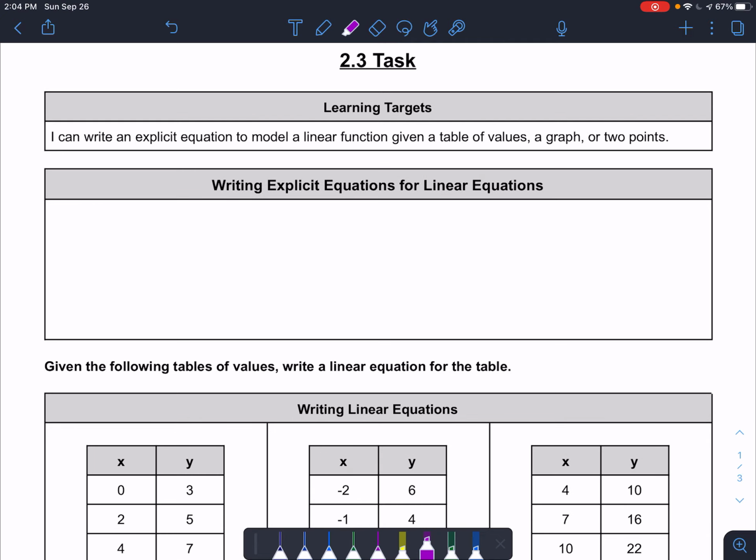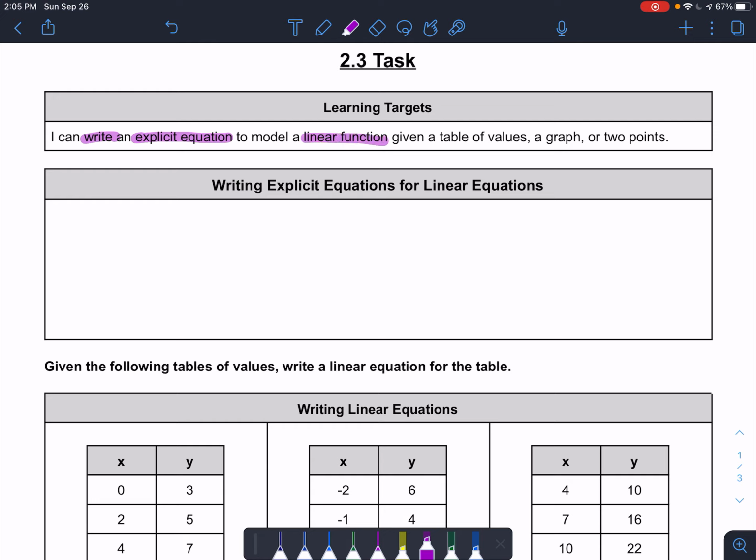Here we are going to work through a little bit of the 2.3 task. I'll save some for you guys to try on your own, but the main thing that we're working on today is being able to write explicit equations to model linear functions, okay? Writing equations for linear functions.